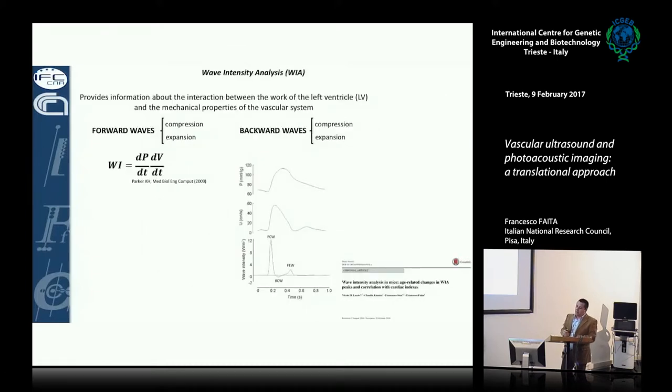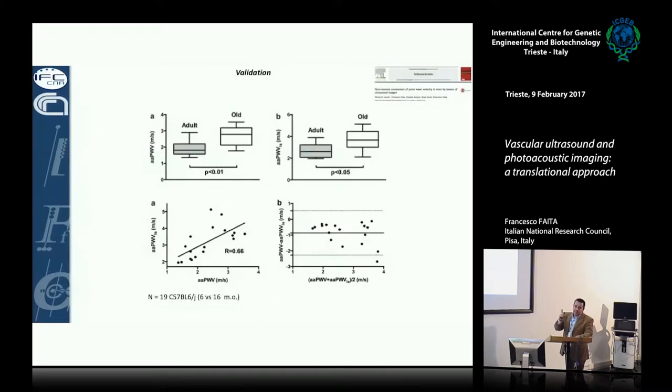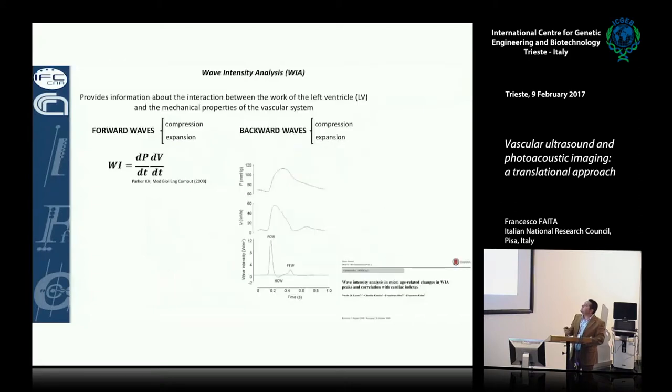Okay, I think this is our more convincing and more useful biomarker we found in mice, because with this biomarker you can find information about the functional properties of arteries at different sites, which are strictly linked to the atherosclerotic local process. So, okay, third technique.